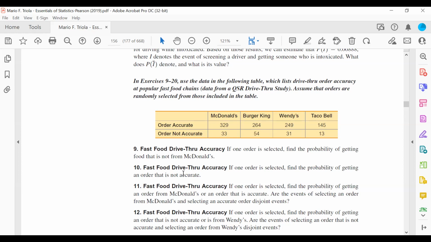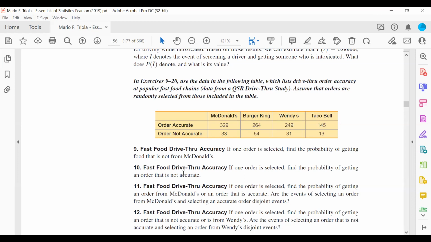I don't see the word or. That means that I cannot use any of the addition rules. I have to use the parts over total. All right, so I want the probability that it is not from McDonald's.